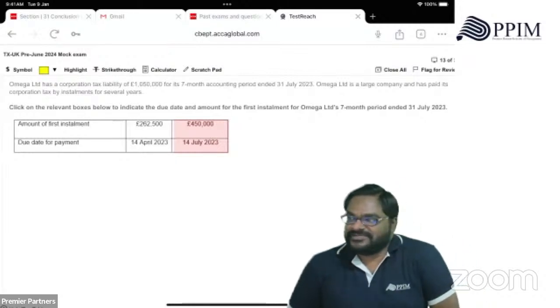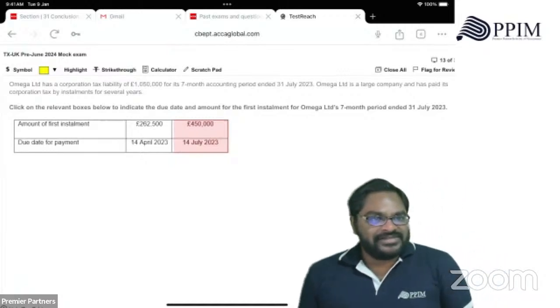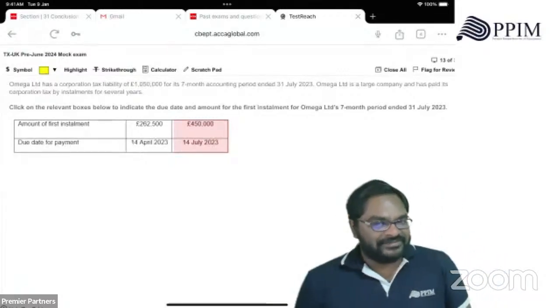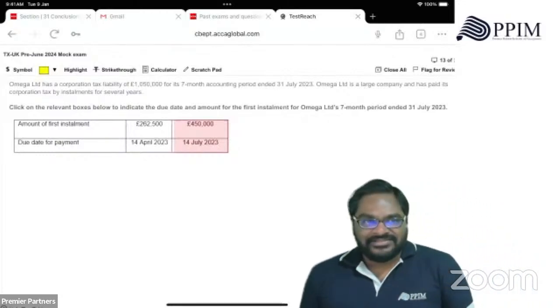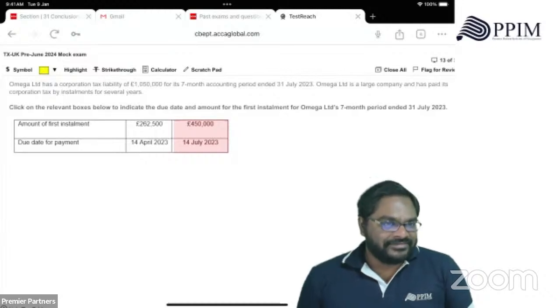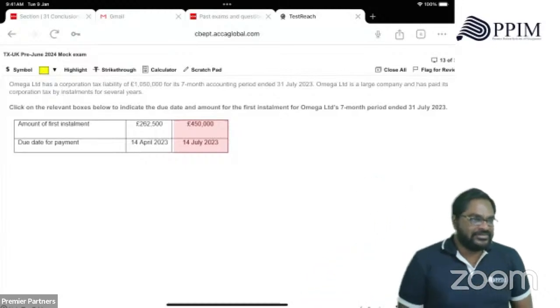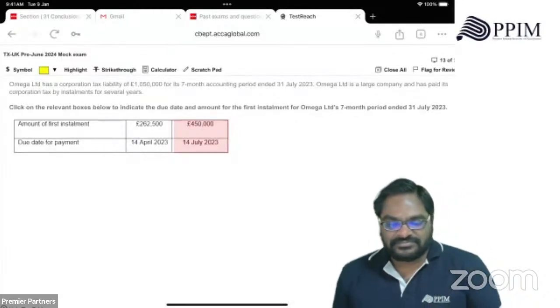Right. So for this one, due date, everyone is clear. We are starting from the 7th month for the quarterly payments, and that is on the 14th day of the 7th month. So 7th month is July. 14th July 2023 would be the deadline, therefore, for the first installment. Value?